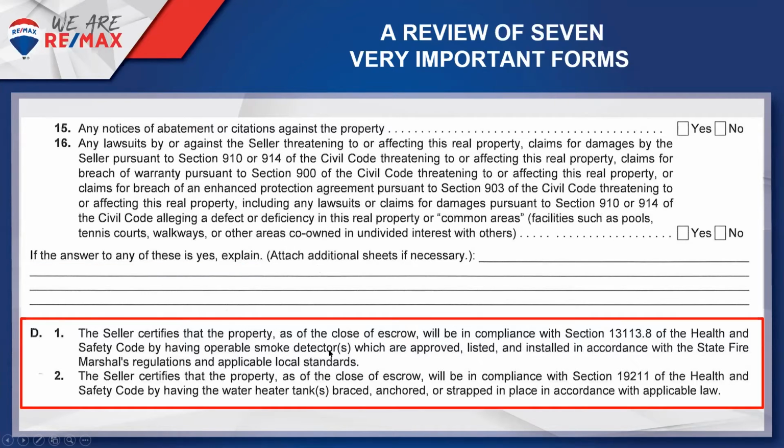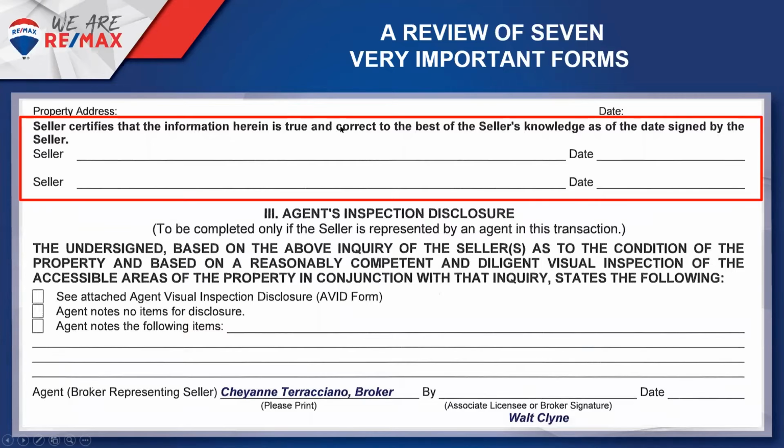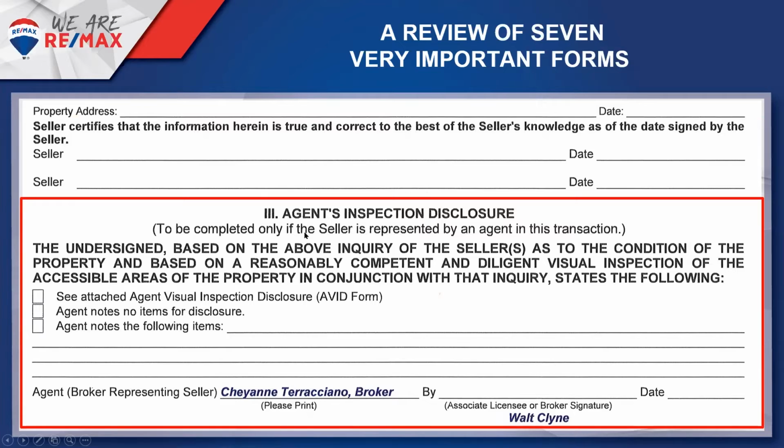Finally, as you well know, the TDS has a place where you can certify you have operating smoke detectors and that your hot water heater has been strapped and braced. And then the seller certifies to the best of their knowledge that this is accurate information. All right, section 3. Remember, the first 3 sections must be complete if the TDS is to be delivered.